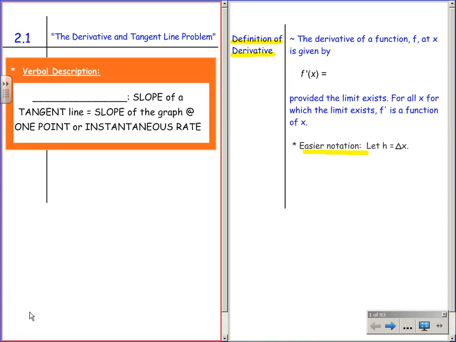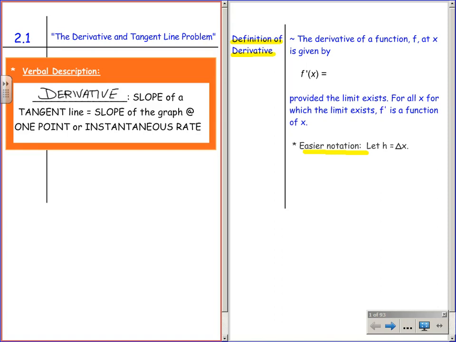Here we go. Who is the slope of a tangent line, aka the slope of the graph at one point, aka the instantaneous rate at a point? The derivative. A word that you have seen before and that we've used before, but that now it's time to really dig deep on, or into, I should say.